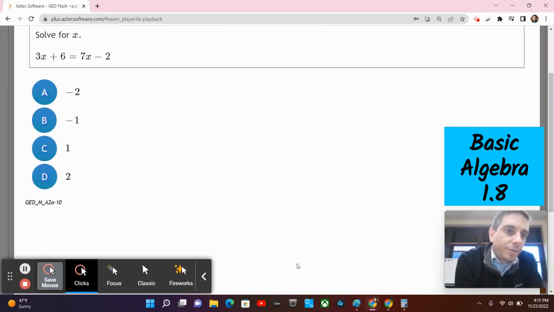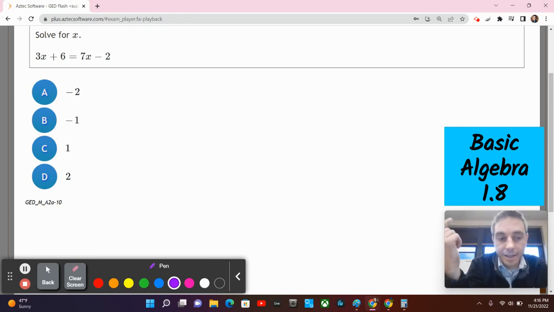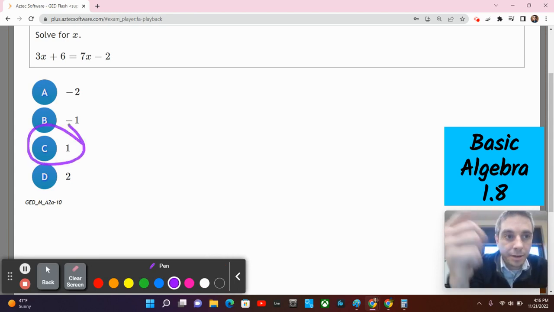Solve for x. 3x plus 6 equals 7x minus 2. There's no other letter other than x. So we have enough information here to figure out the one number that x has to equal in order for the equation to be true. There's a couple strategies you could take to solving this question. Since it's multiple choice, we could try out different numbers like the number 1. Let me just try that out for kicks. I don't know if that was going to work, but what happens if x is equal to 1?